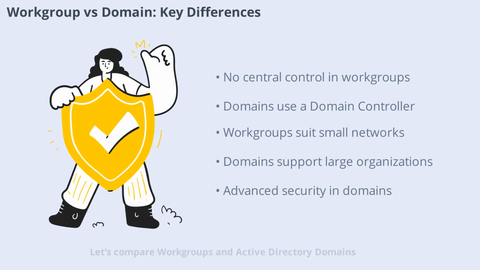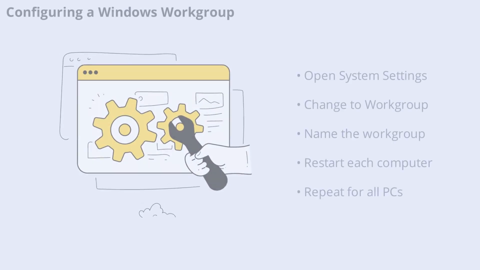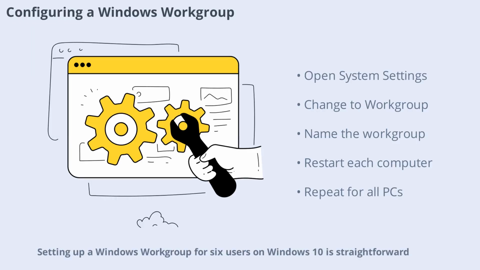Let's compare workgroups and Active Directory domains. Workgroups have no central control. Each PC is independent. User accounts are created separately on each computer and security is basic. Domains, on the other hand, use a central server called a domain controller to manage users, security, and resources. Domains support large organizations, allowing users to log in from any computer and benefit from advanced security policies. Think of a workgroup as neighbors in separate houses, while a domain is like an apartment building managed by a single guard.